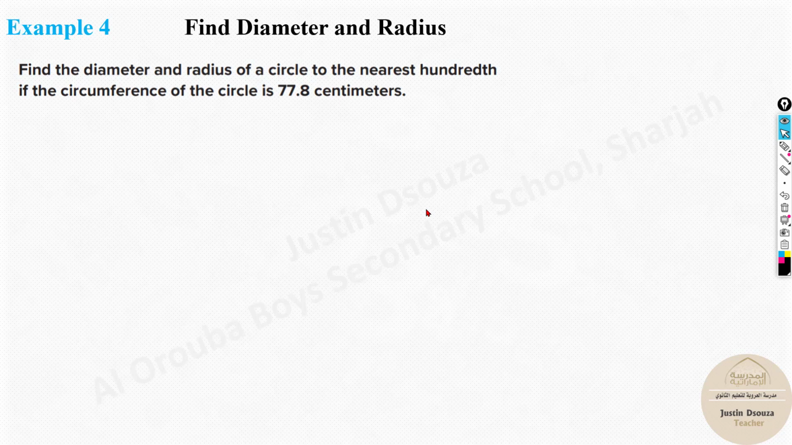Now we have example number 4. Find the diameter and radius of a circle to the nearest hundredth if the circumference of the circle is given as 77.8. Now, what is happening here? They are giving you the circumference. You need to find not only the diameter, but the radius as well. So the easier way would be to just find either the radius or the diameter.